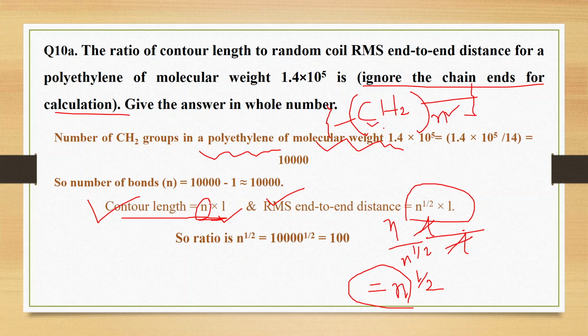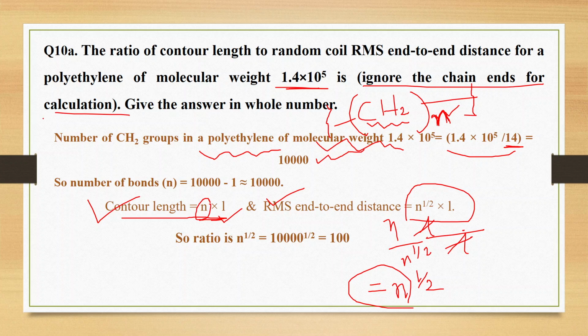So what is the molecular weight for each CH2 unit? That will be 12 for carbon and 2 for hydrogen. So 12 plus 2, that is 14. So how many segments will be there? If the whole polymer molecule is 1.4 into 10 to the power 5 and each segment weighs 14, then if you divide them, 1.4 into 10 to the power 5 divided by 14, that would be the value for n. So that will be 10,000.